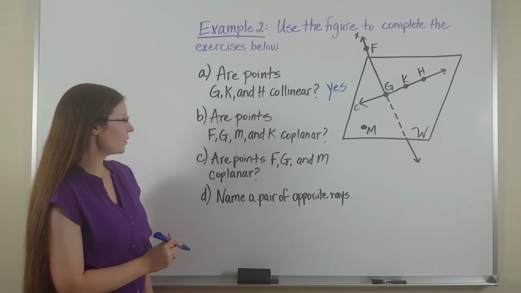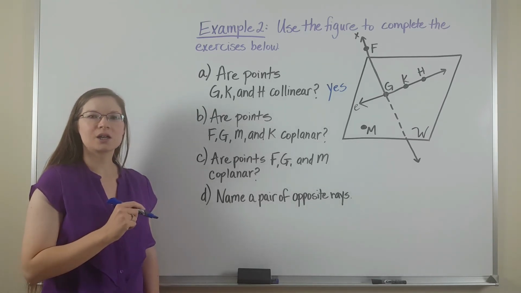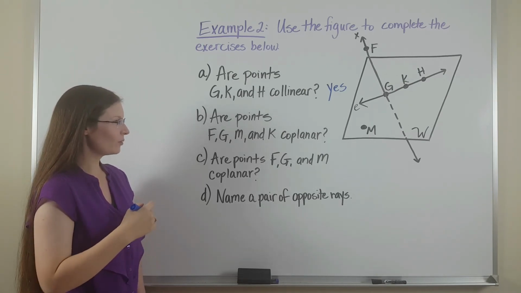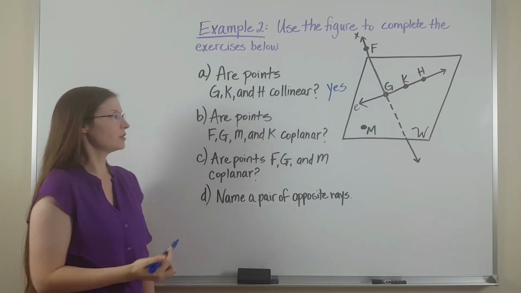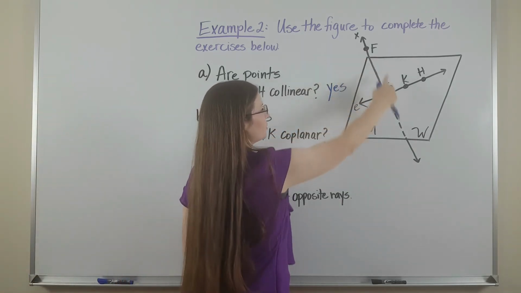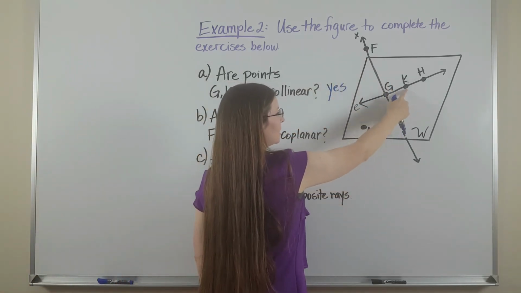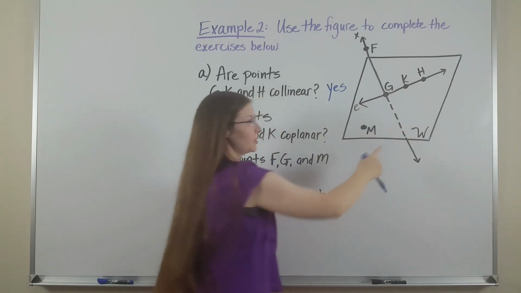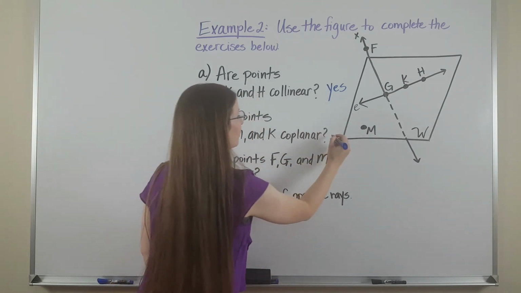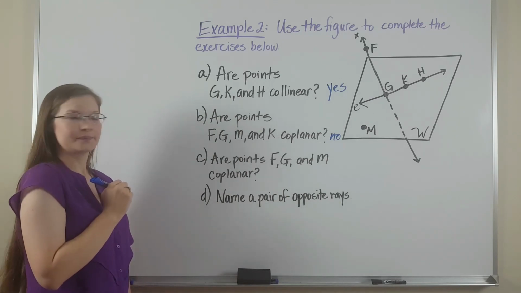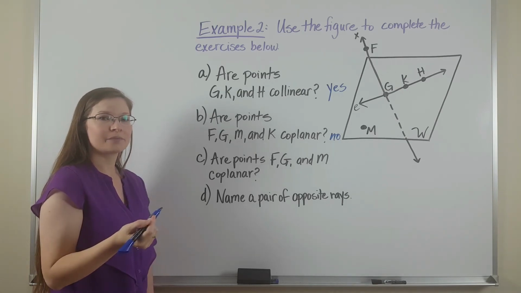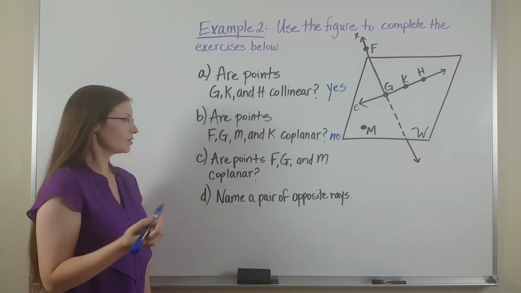Letter B says, are points F, G, M, and K coplanar? Now remember, any 3 points are always coplanar, but after that, once you have 4 points, they might not be coplanar. And this is 4 points. So let's find F, G, M, and K. F is up here, G, M, and K. Now G, M, and K all lie in plane W, but F does not. So no, these points are not coplanar. Letter C says, are points F, G, and M coplanar? Remember, 3 points are always coplanar. So the answer is yes.